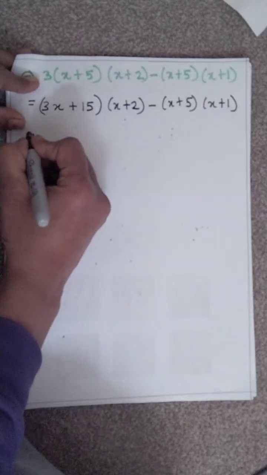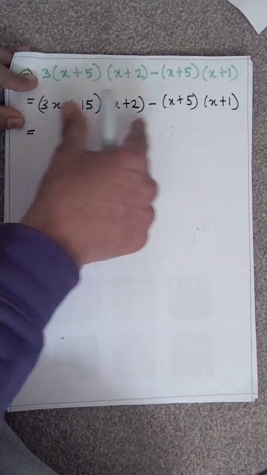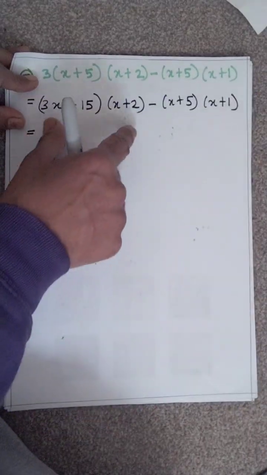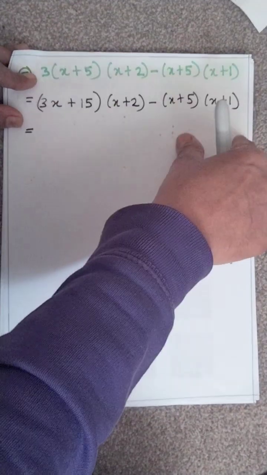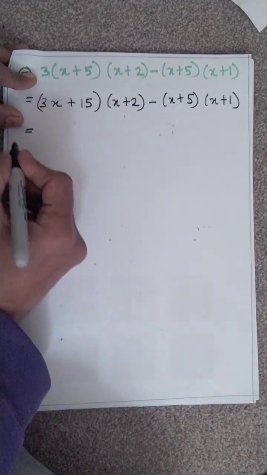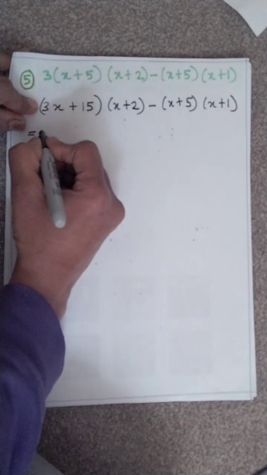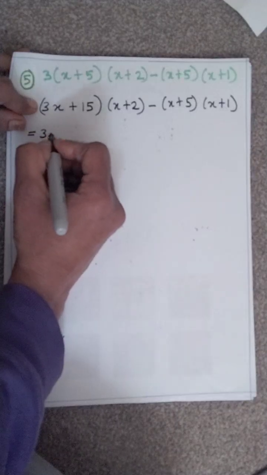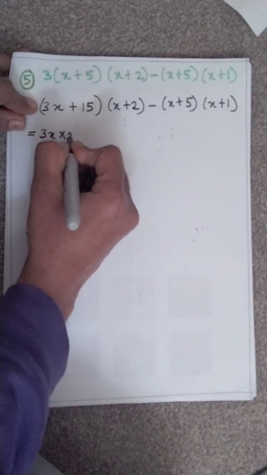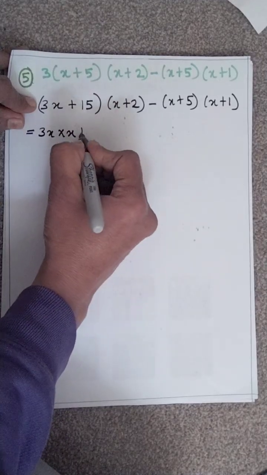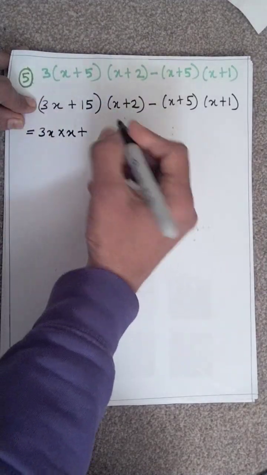Now another step. Here there are two terms and here there are two terms. We solve these two terms, whatever answer we get, then we solve these terms and then subtract it. So 3x times x, so 3x times x plus 3x times 2.